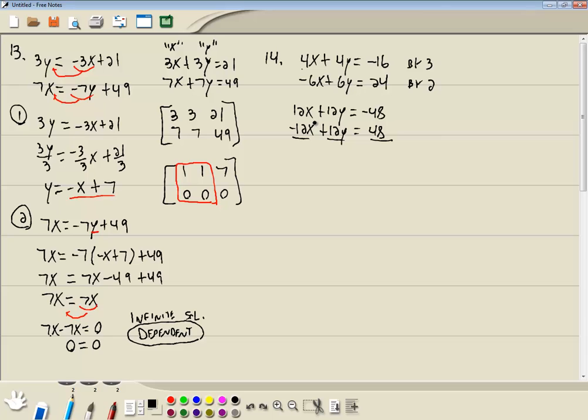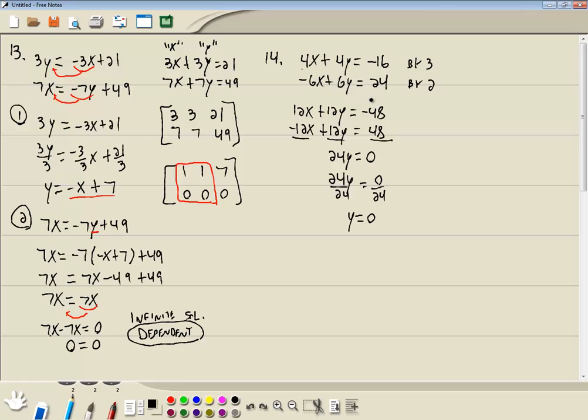Add these together. Negative 12x, or 12x minus 12x drops away. 12y plus 12y is 24y. Negative 48 plus 48 is 0. That's interesting. So then divide both sides by 24, and you get y is equal to 0.